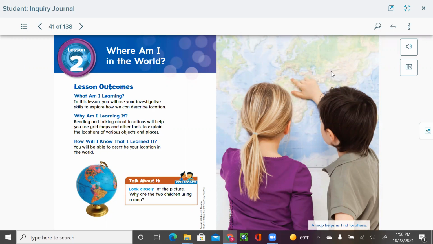For this lesson, you will be learning and talking about location and how to use grid maps and other tools. If you look at this picture, you can see there are two children using a map to find a certain place or certain area. As we know, maps help us find locations. It could be inside the country or out in a different place or different continent.